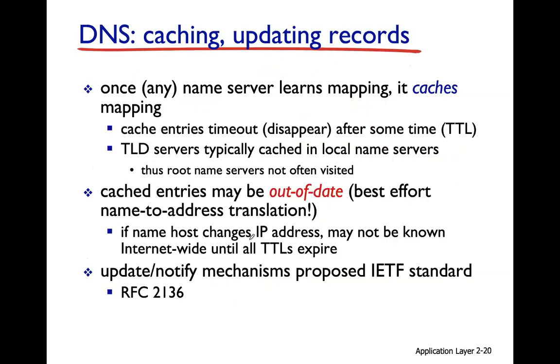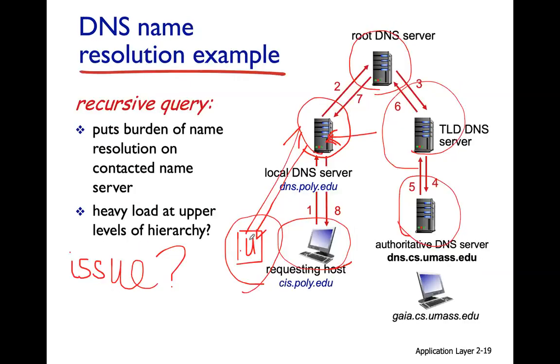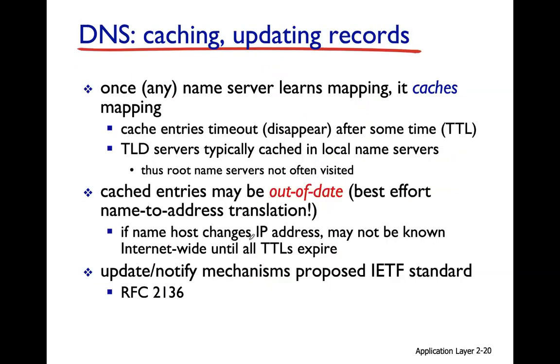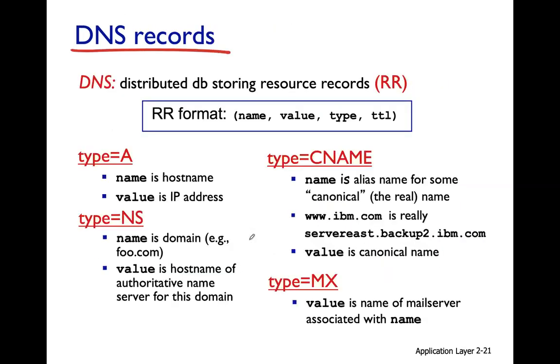So this is a kind of issue, and how do we fix it? The fix is caching and updating the record. Once a name server learns a mapping, it caches the mapping. The entry may become out of date, so it will delete it and start the query again if there is a request and the entry is out of date.